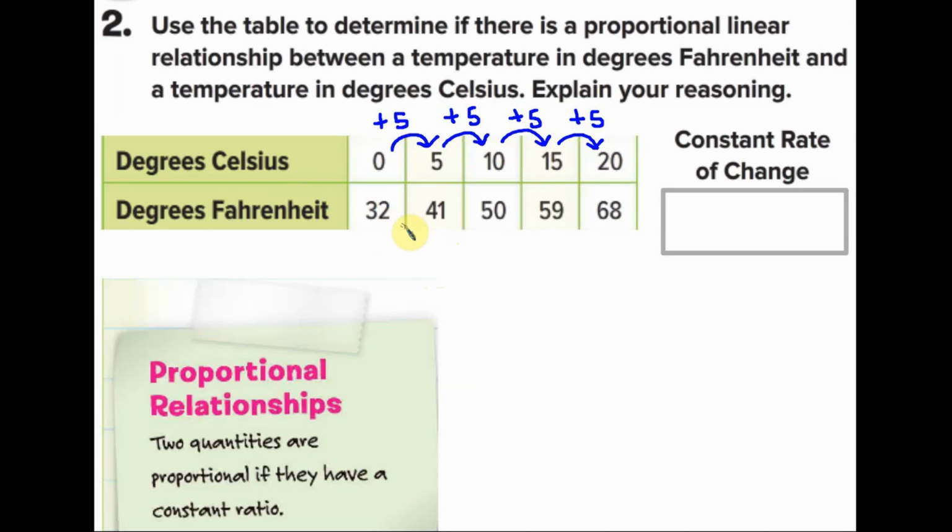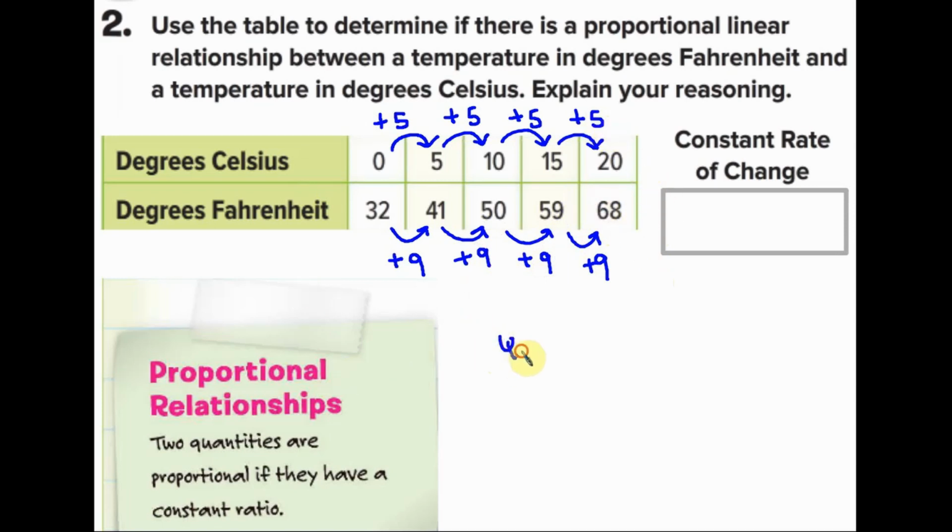For degrees in Fahrenheit, 32 became 41. So still I'm increasing by 9, and 41 became 50, increasing by 9. It looks like I'm still adding 9, and 59 to become 68. If you're struggling, you can also do backwards. So 68 minus 59, the difference becomes 9. So you can think this way, 59 plus 9 is still giving you 68. So as you see, my numbers are constant.